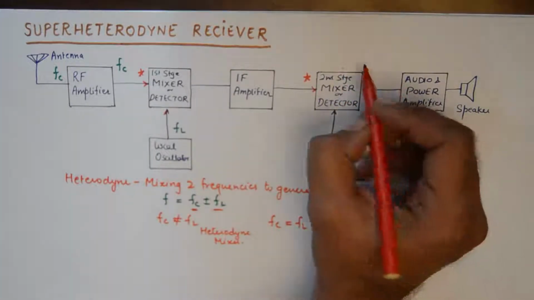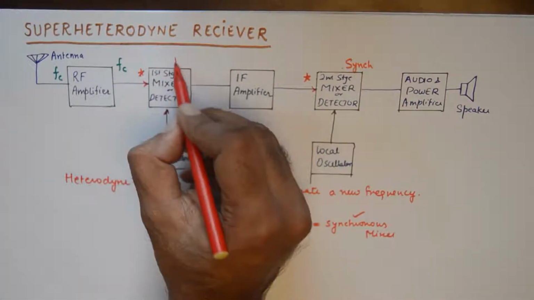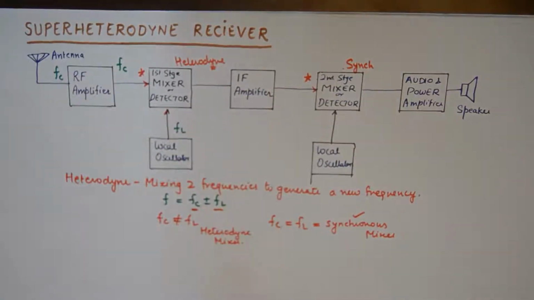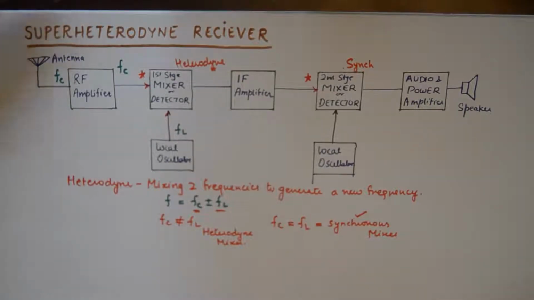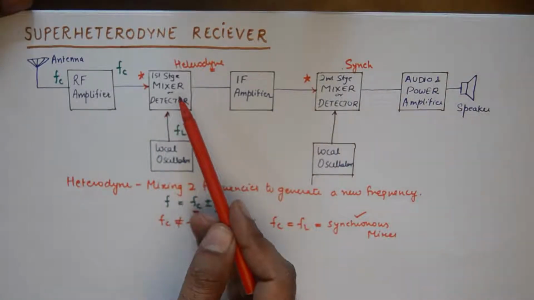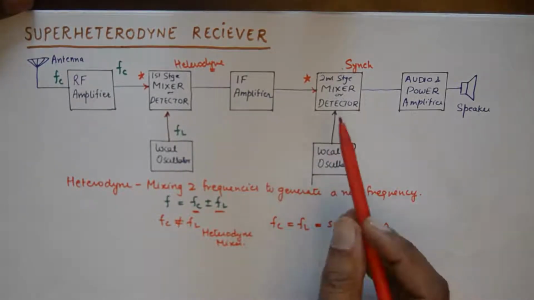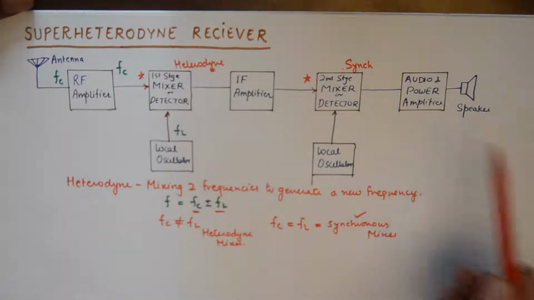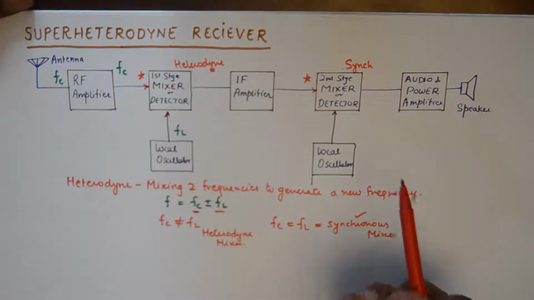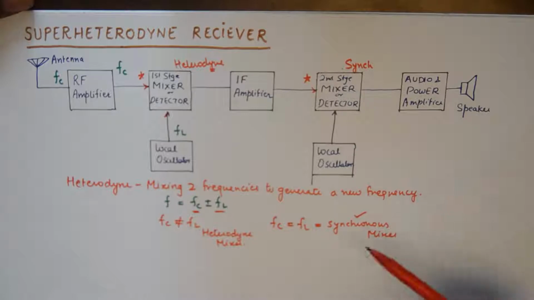So the second stage mixer is a synchronous mixer, and the first stage mixer is a heterodyne mixer. And this is one of the most critical points to remember in the heterodyne receiver. A heterodyne receiver is a heterodyne receiver because of the presence of the first stage mixer, which is a heterodyne mixer. Rest all the stages are synchronous mixing stages, because in this simplified receiver block diagram I have drawn only the second stage of mixing as a synchronous mixer.